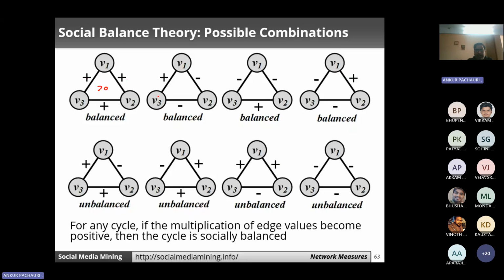Now, for example, V1 and V3 are friends, V3 and V2 are enemies, and V1 and V2 are also enemies. Is this relationship balanced? Let me check. Plus into minus into minus: minus into minus is plus, and plus into plus is plus. So it is again a positive value, which means this is again a balanced one.